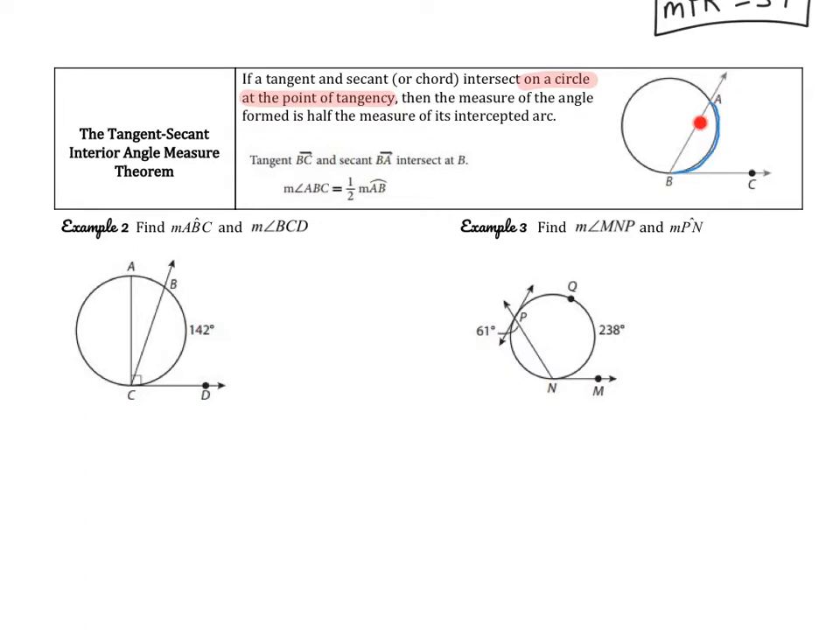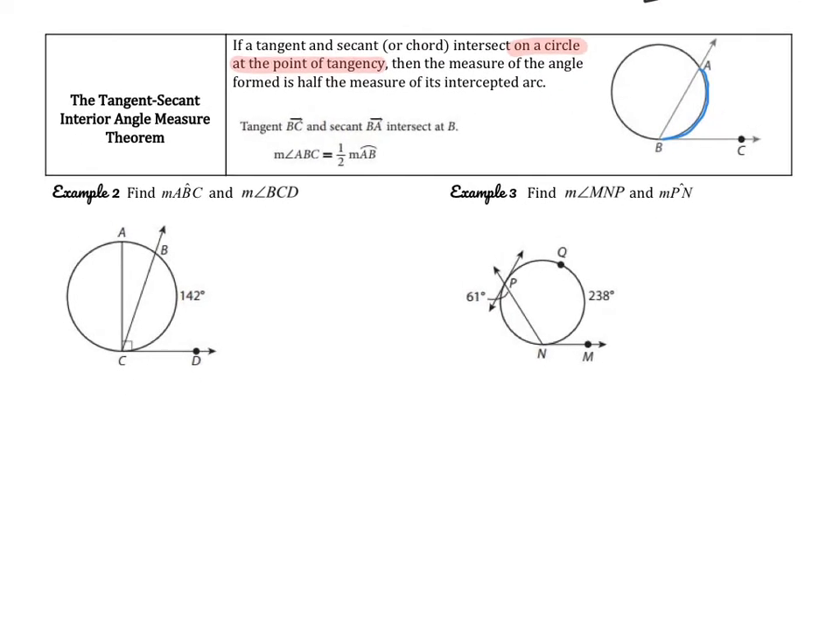So the measure of angle ABC is 1/2 the measure of arc AB. Let's see if we can use this theorem for examples 2 and 3. Here we are asked to find the measure of arc ABC and the measure of angle BCD.